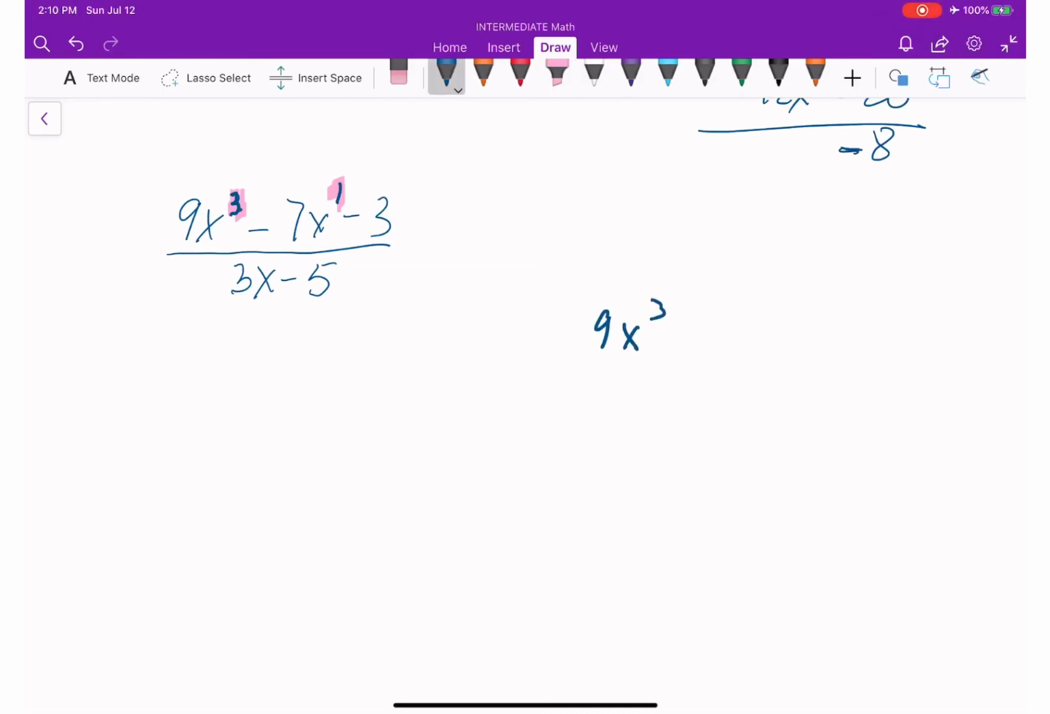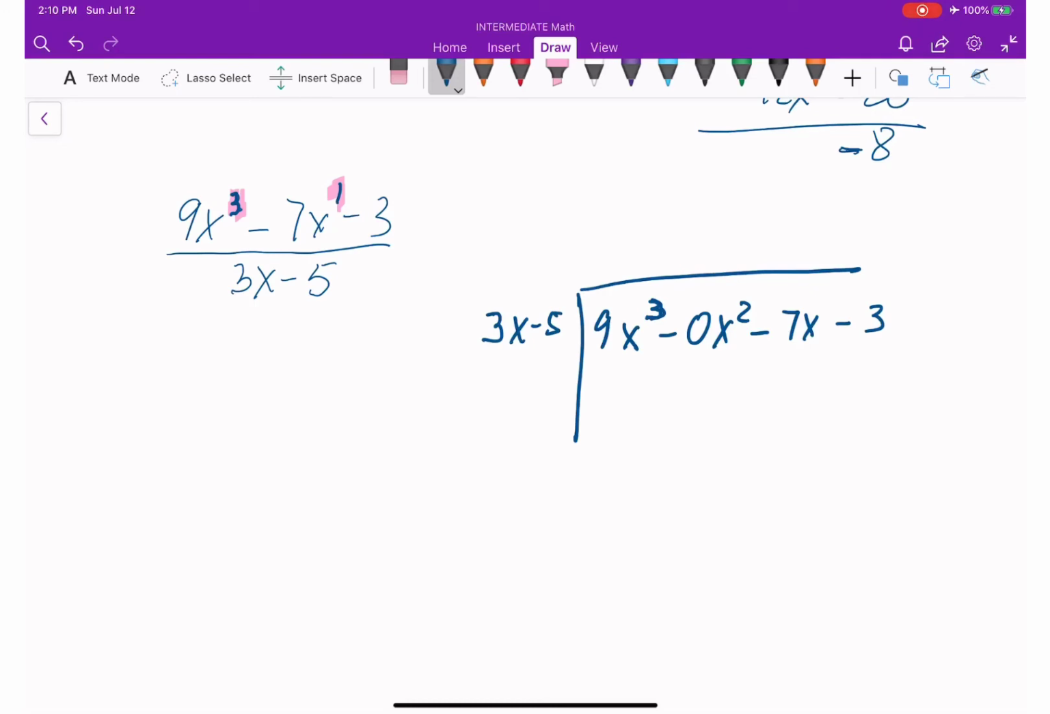9x cubed, I'm going to write minus 0x squared, right? Because it's going to be 0. I will not unbalance this polynomial, because 0 times x squared is going to be 0 anyway. Minus 7x minus 3. Do I have everything now? Yes, all degrees. And we divide by 3x minus 5.